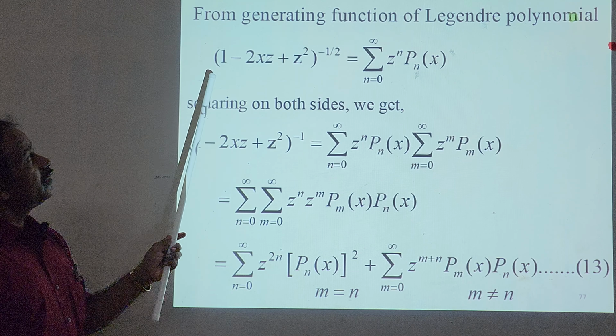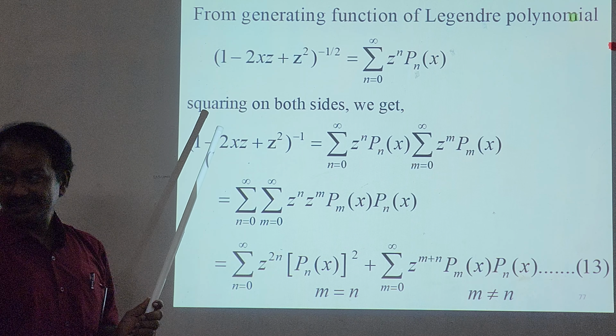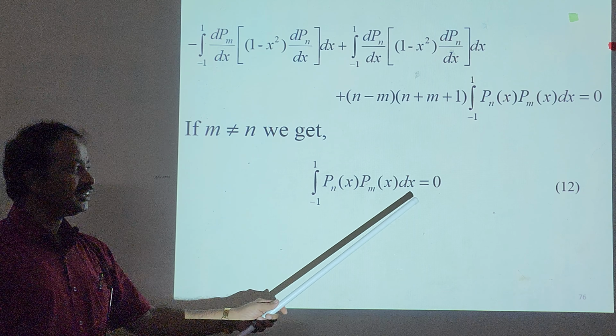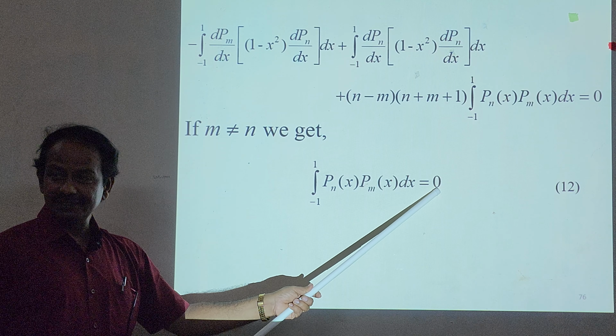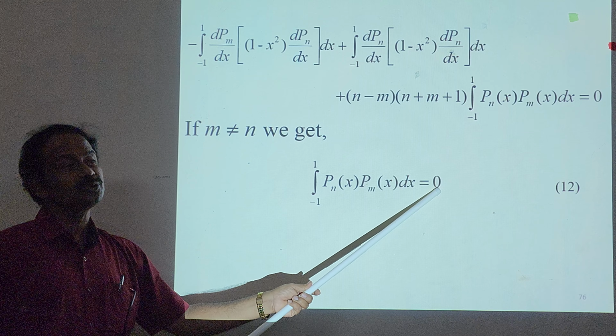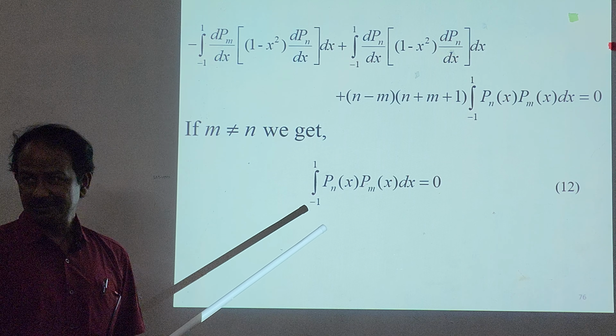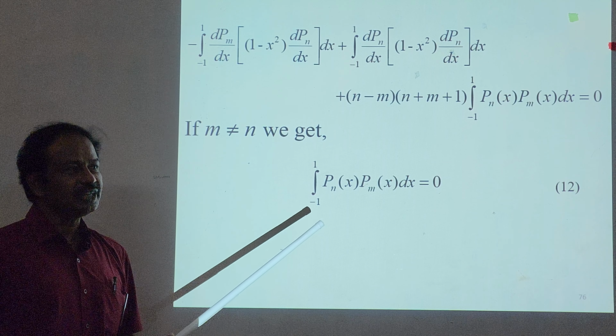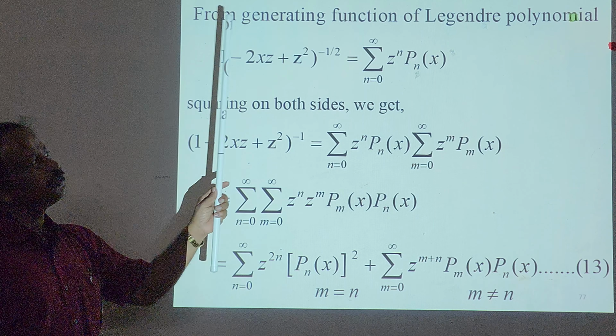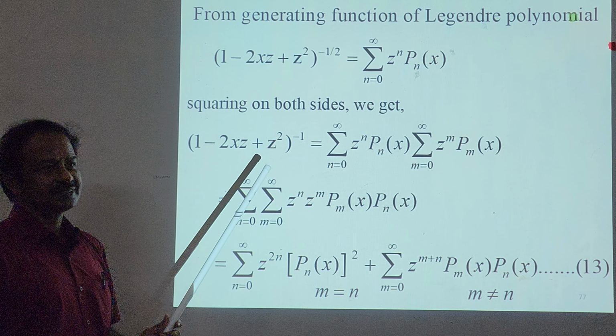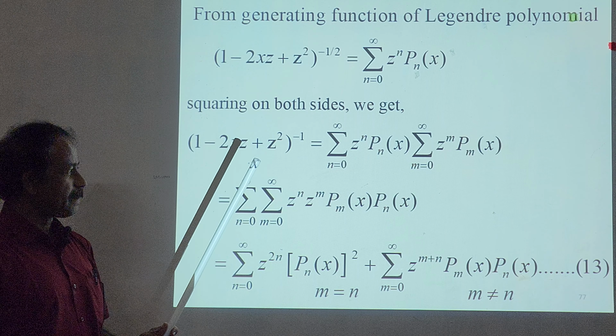When m equals n, what is the answer? When m is not equal to n, the answer is 0. When m is equal to n, the answer is 2 divided by 2n plus 1. Correct? 2 divided by 2n plus 1. For that we will have to go with the lengthier process. So we are going to discuss that now.